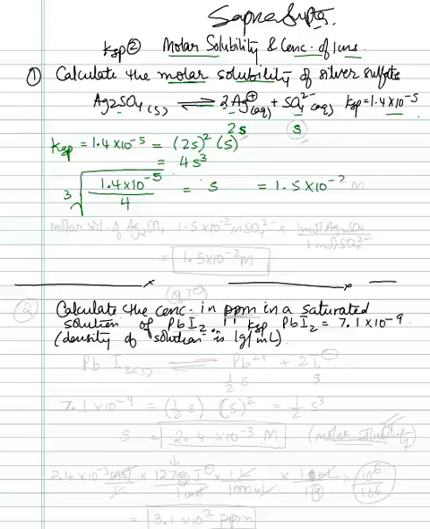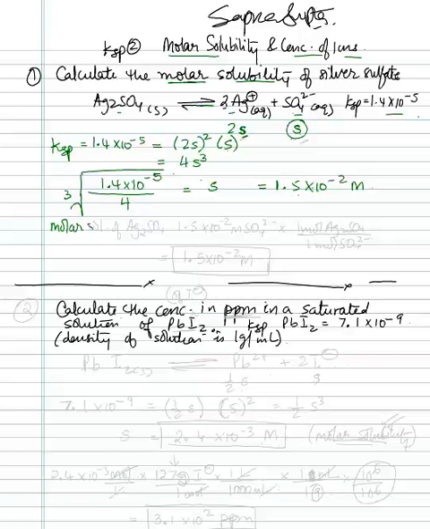1.5 times 10 to the negative 2 molar. If you find anything wrong in the calculation, just let me know. Otherwise, hopefully everything is correct. All right, so this is the S value. This is the concentration of 1S, which means that's the sulfate ion. The silver ions would be twice of that because it's 2S.